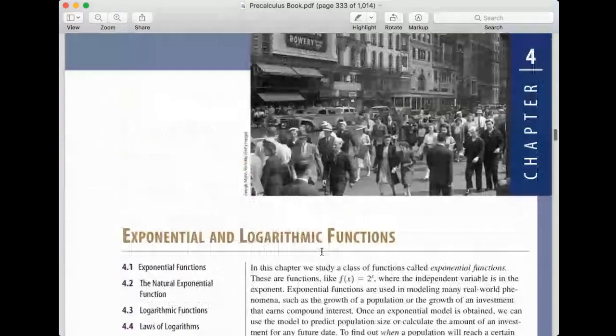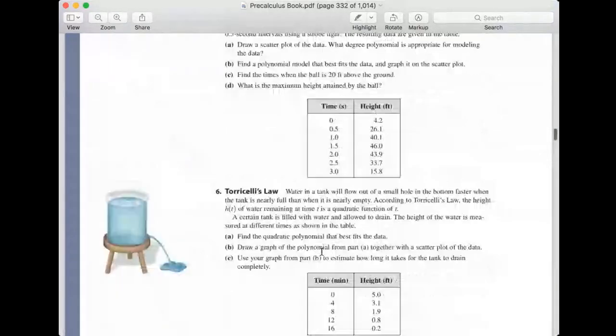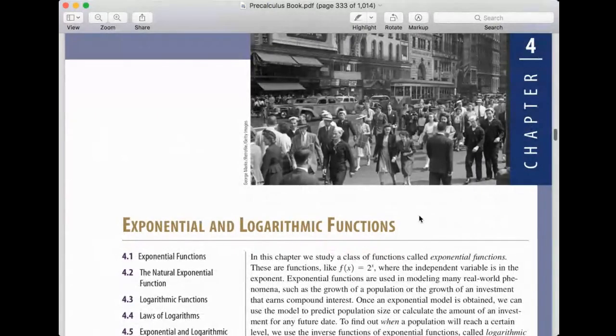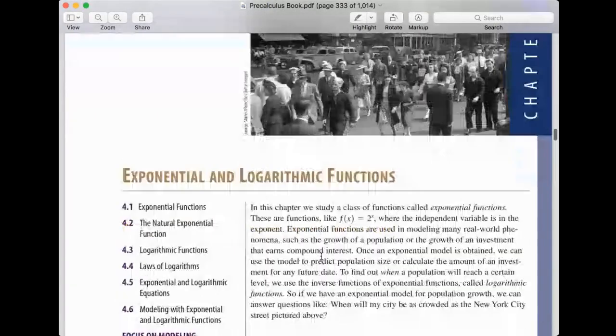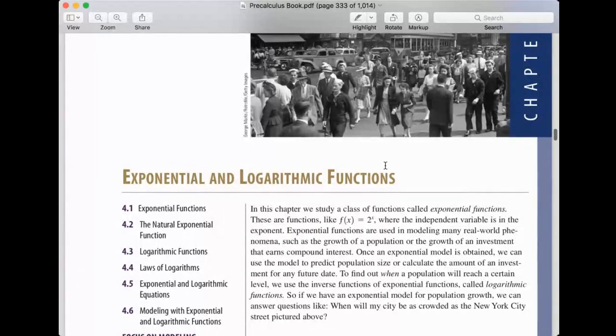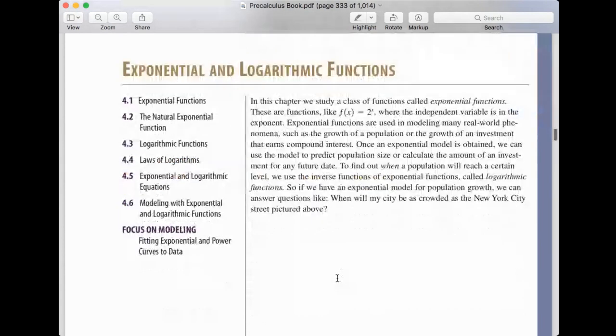Okay, we're going to chapter 4. Chapter 4 talks about exponential functions and logarithmic functions. Those two functions are very closely related, like brothers. So if we know one, we know the other. They are basically inverse functions of each other. So let's go with exponential functions first.